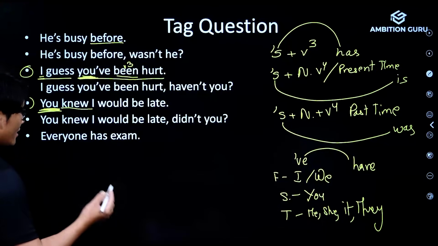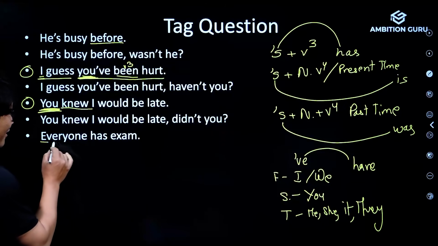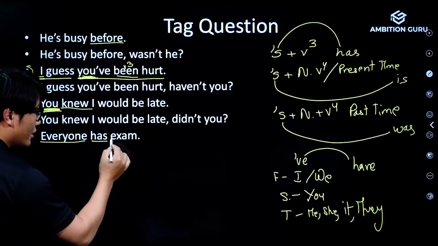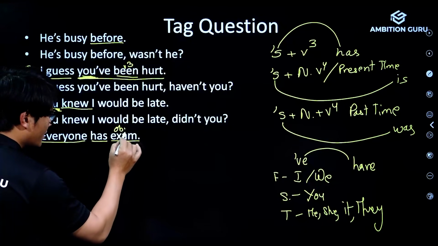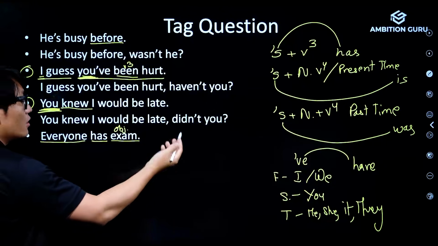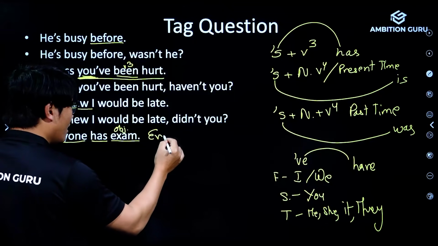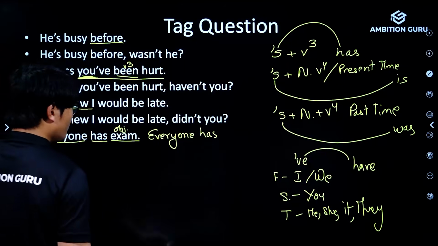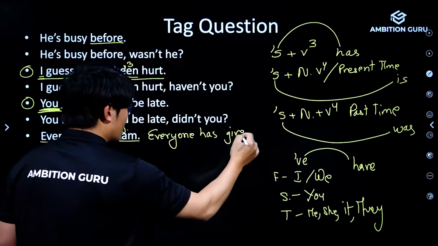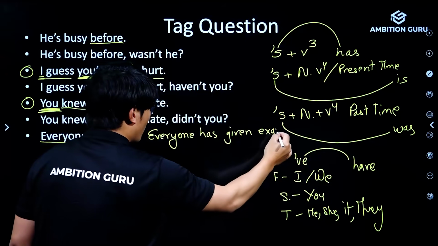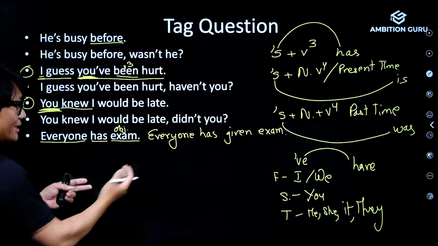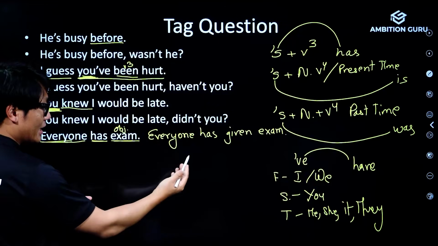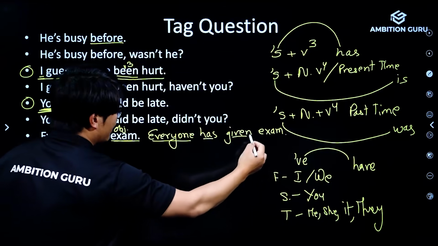Now you need to understand, everyone is the subject, and here you can see has. After has, you can see exam, so this is an object. Now let me write another question so it will be easy for you to understand. Like, everyone has given exam. Now what's the difference between the two sentences? One is, everyone has exam, and the second is, everyone has given exam.